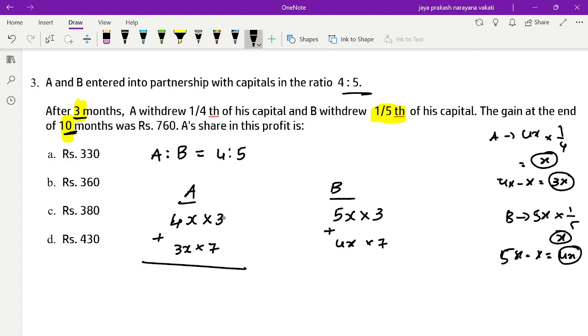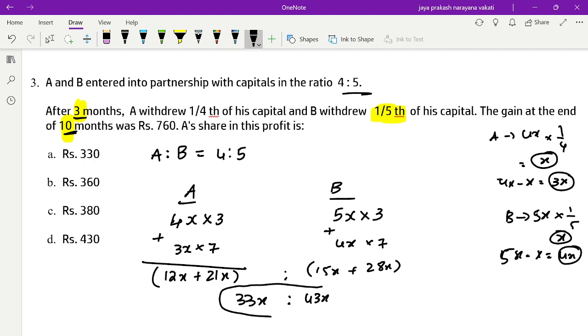So take and add these things, which is nothing but 4 times 3 is 12x plus 3 times 7 is 21x. This is the investment of A. And 5 times 3 is 15x plus 4 times 7 is 28x. So 12 plus 21 is 33x is to 15 plus 28 is 43x. So this is the profit share ratio of A is to B, which is 33 is to 43.